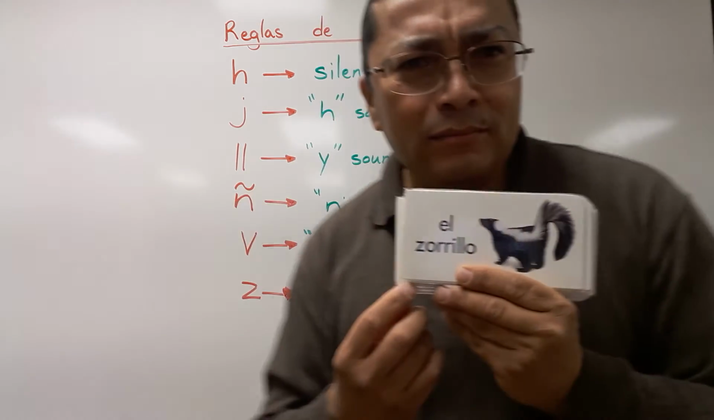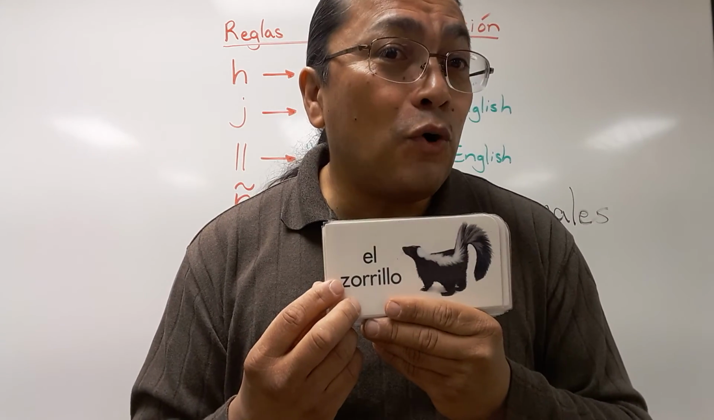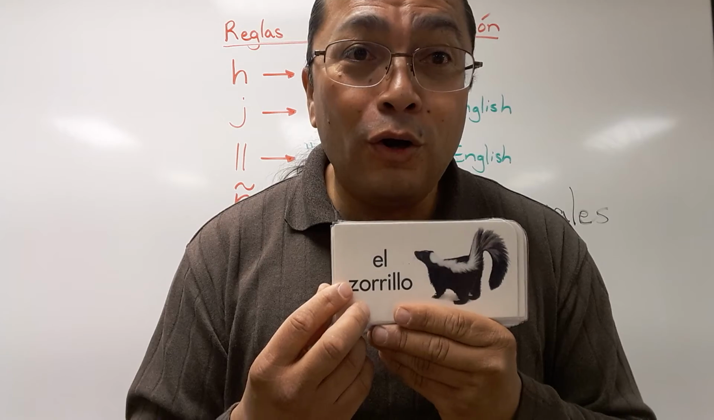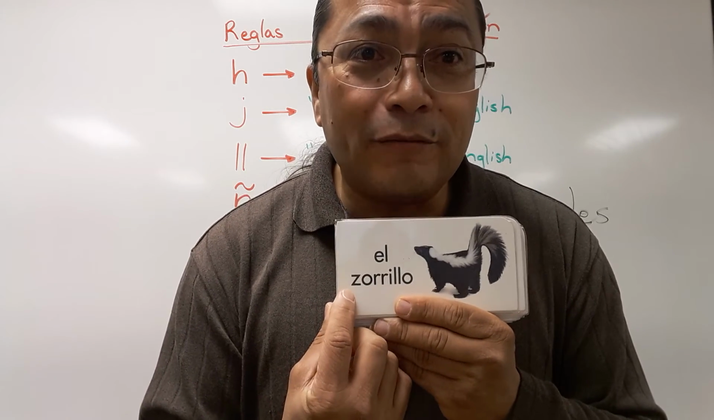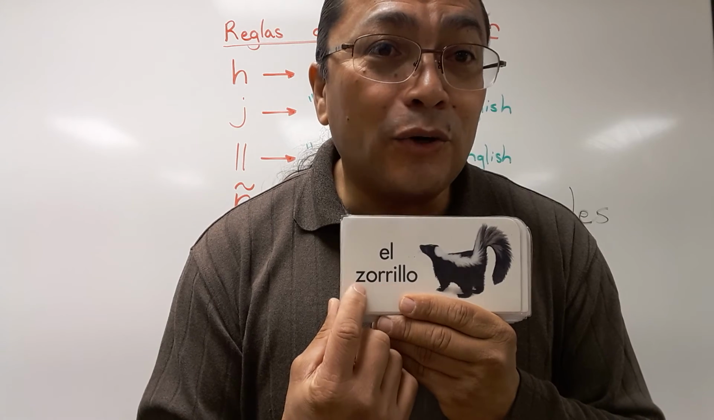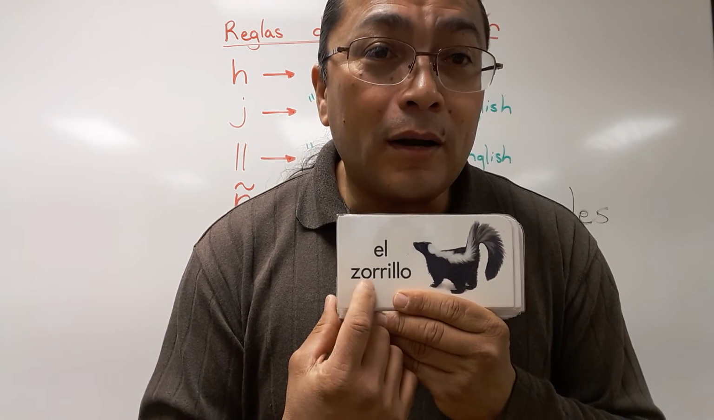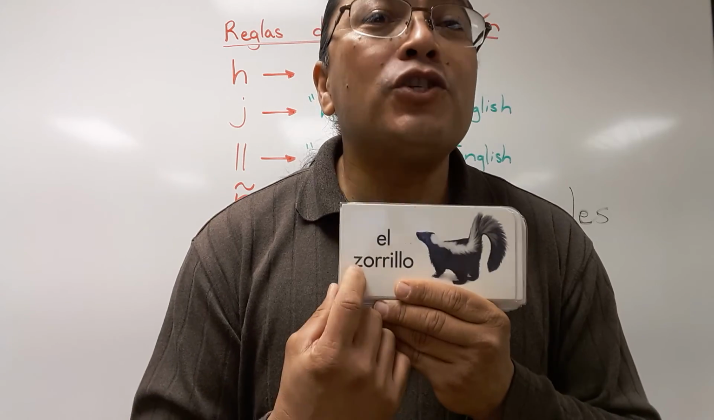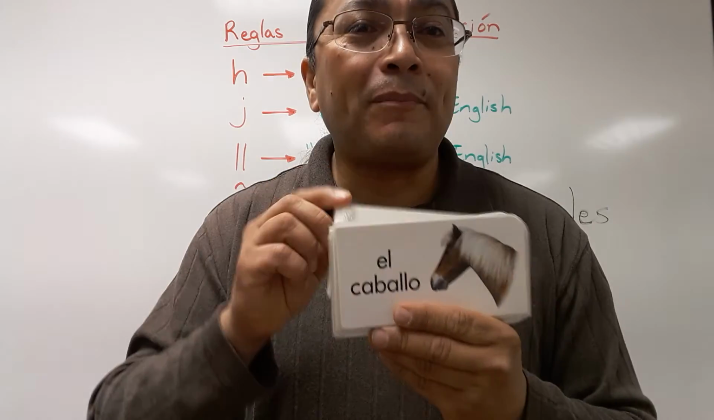Z gives you what sound? The S sound. So it's not zorillo with a Z sound, because the double L gives you a Y sound. So we got two things. Watch out for the Z and the double L. El zorrillo. Muy bien.